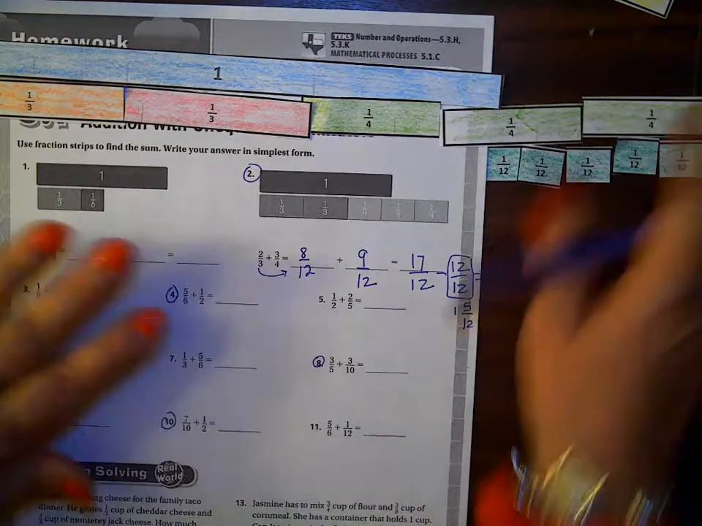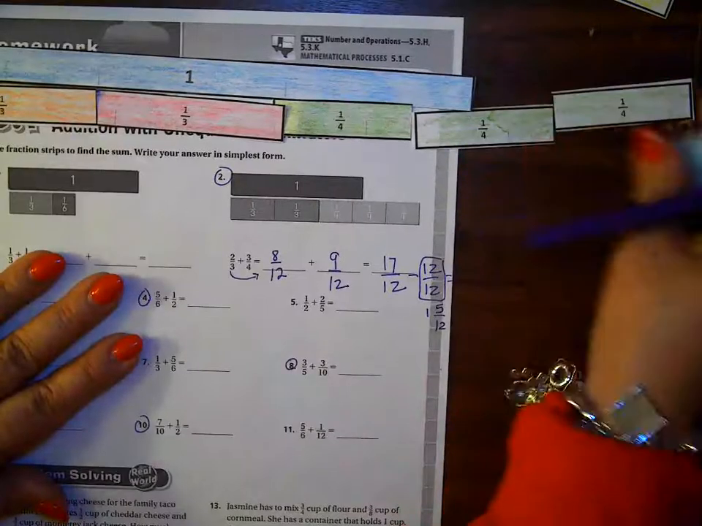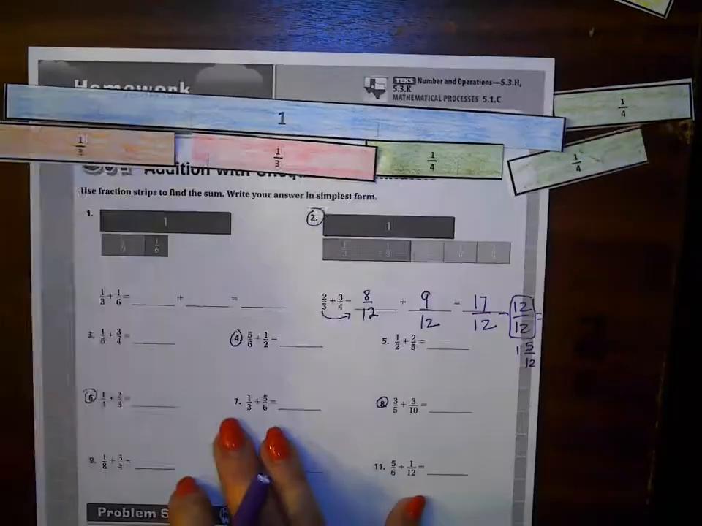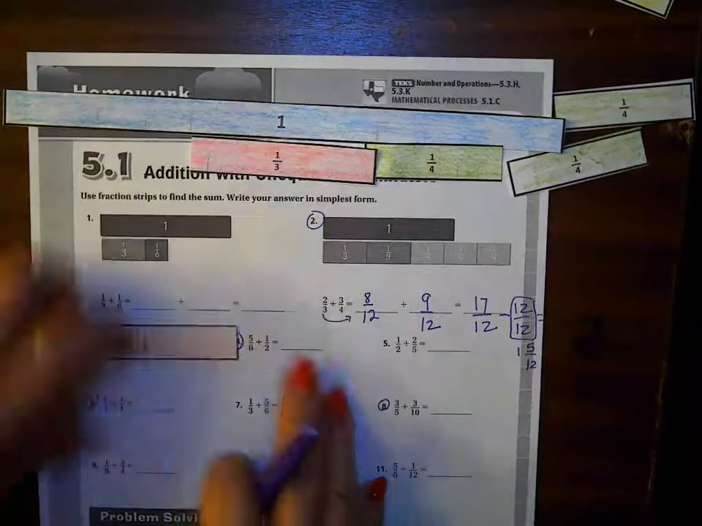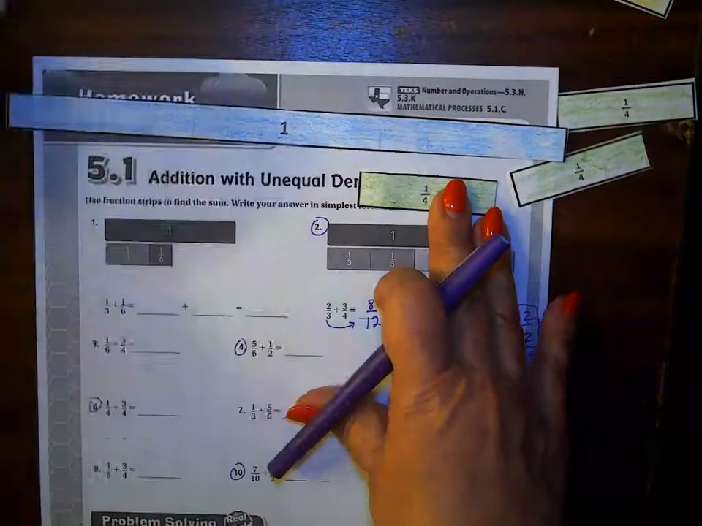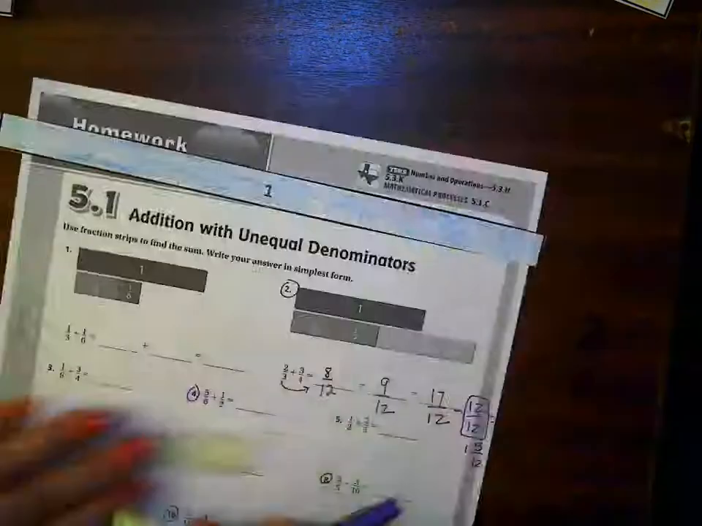So that's what you're going to be doing this evening, is pulling out all the fraction bars. And I'm going to put these back in their correct stack so that I don't get them confused, so I can easily take out what I need. So I'm going to put my thirds back with my thirds, my fourths back with my fourths.